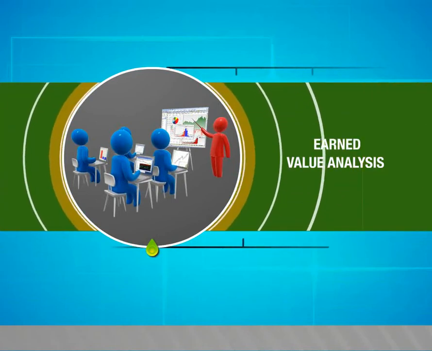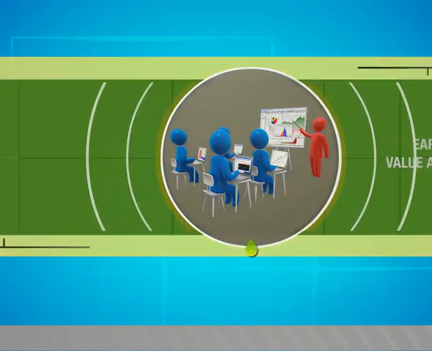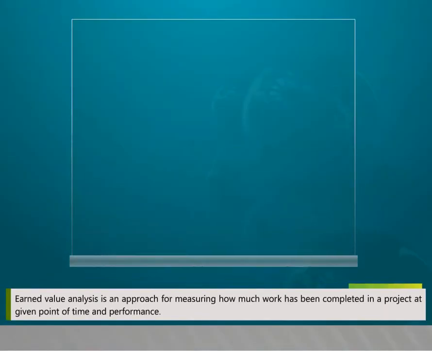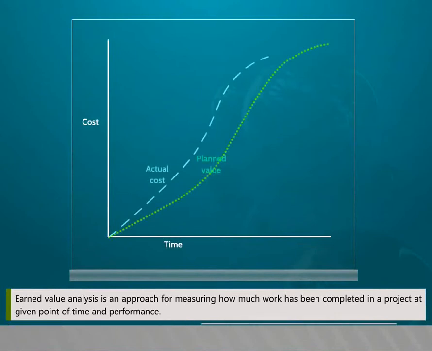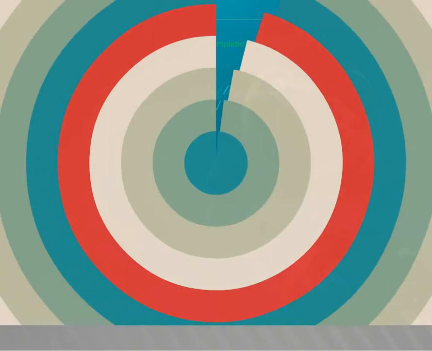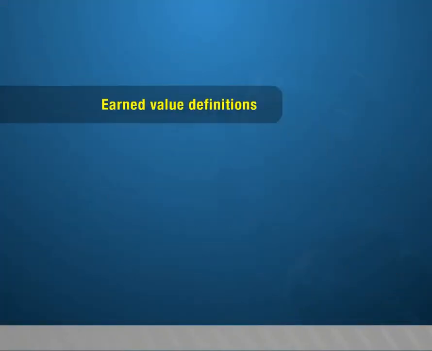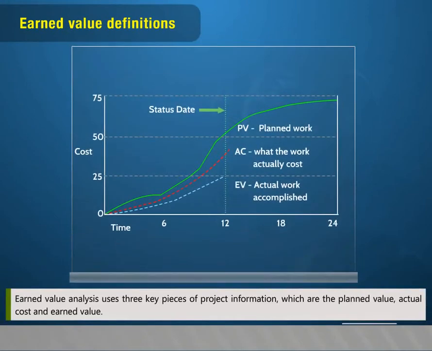Earned value analysis. In this video, we are going to see about earned value analysis. Earned value analysis is an approach for measuring how much work has been completed in a project at given point of time and performance. This analysis can be done by calculating how much time the work has taken and the resources it has utilized. These values are then compared with the planned values of time and resources.